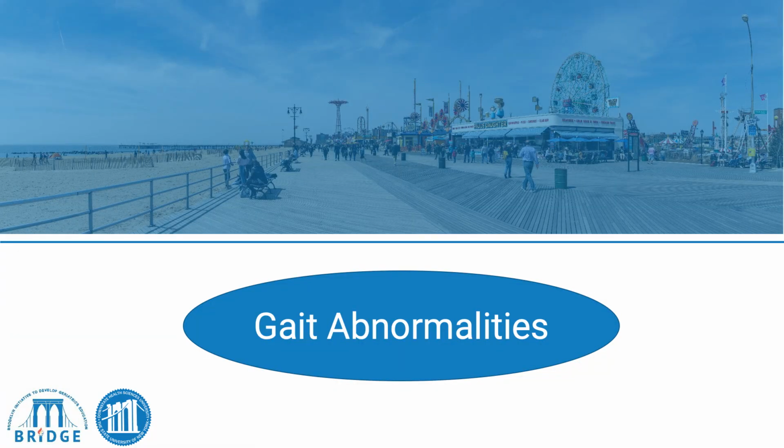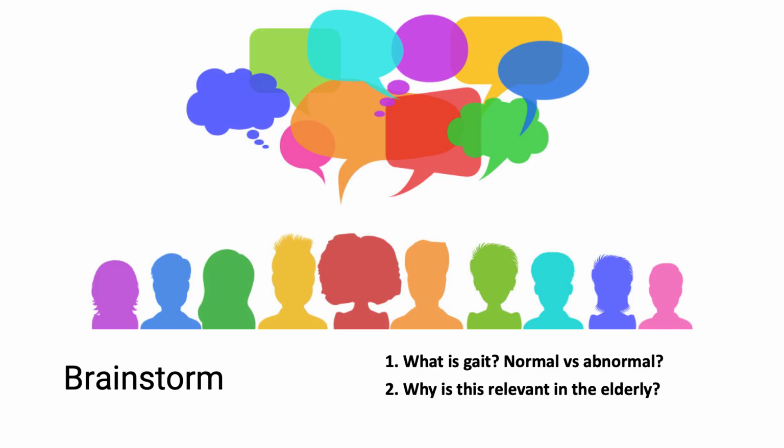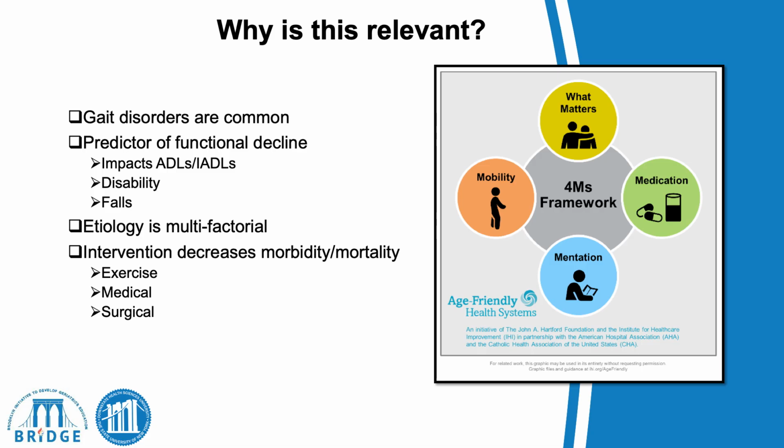Let's transition now to gait abnormalities. To brainstorm, what is gait? What is normal gait? What is abnormal gait? And again, why is this relevant? This is relevant because our assessment and our intervention should translate into an improvement in quality of life and/or life expectancy.